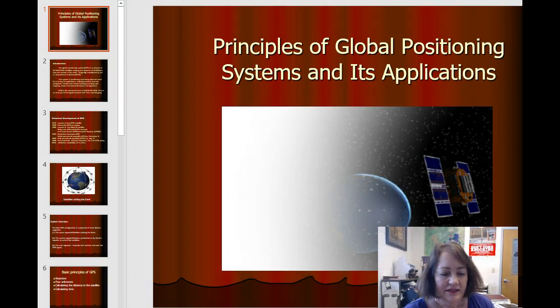Hi, everybody. Today we are going to talk about the global positioning system. For ES 2070 engineering surveying, this is covered in chapter 15 of your textbook. And in ES 2670 practical surveying, this is covered roughly in chapter 3 of your textbook.